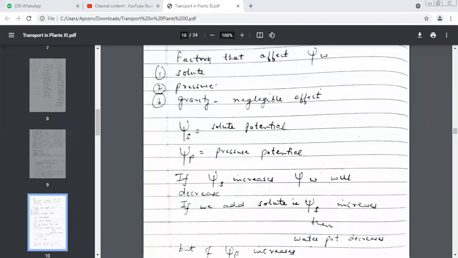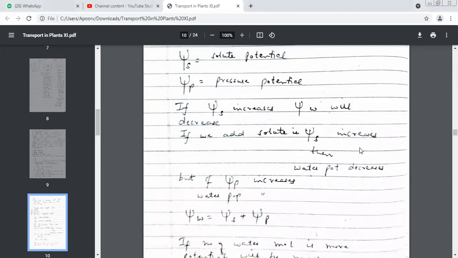If Xi S increases, meaning solute is increasing, obviously Xi W will decrease. Because when you add solute, the number of water particles will decrease, so water potential will decrease. So what is the relationship? Inversely proportional. The more the solute potential, the less the water potential. Remember this. If you increase Xi S, what will happen to Xi W? It will decrease.